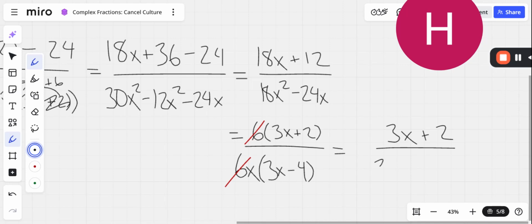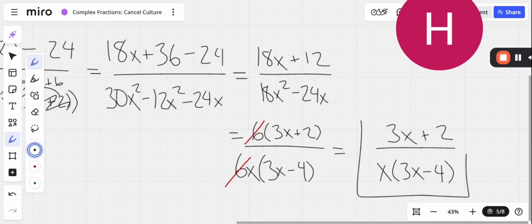If you'd like, you can leave it like that, or you can call it 3x squared minus 4x. It doesn't really matter, but a lot of times they want you to factor it completely, so maybe we'll just leave it in factor form. Okay, that's all there is to it.